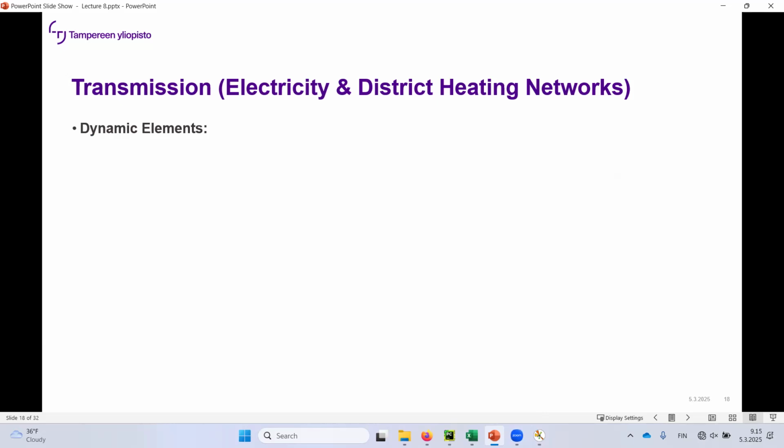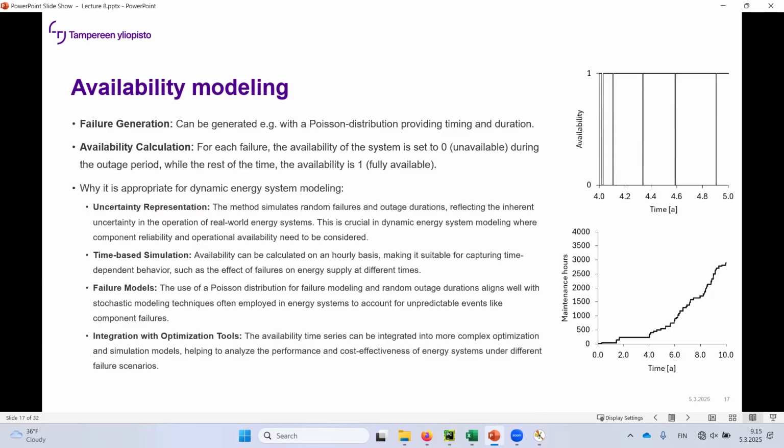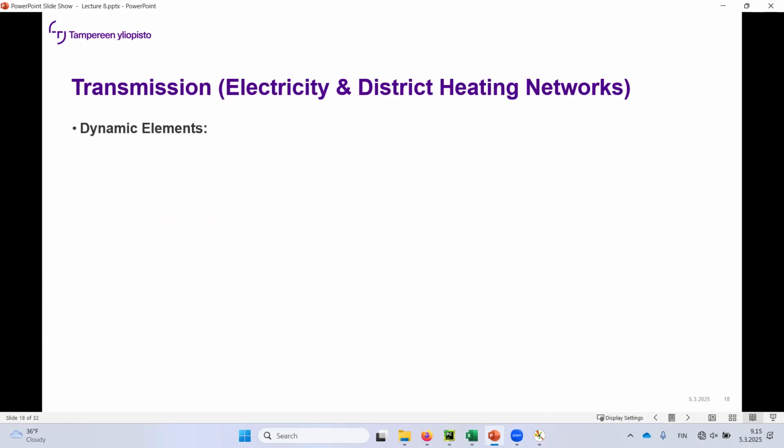So that was related to this production. So you have changes in, for example, the availability. You have changes related to these efficiencies that you can take into account with linear fits, for example. So what comes to transmission, electricity and district heating networks, dynamic effects that influence those? You have this power flow dynamics, grid frequency regulation, voltage fluctuation, and reactive power effects. We're not going to go into this reactive power effects. That's a bit more on the electrical engineering side.